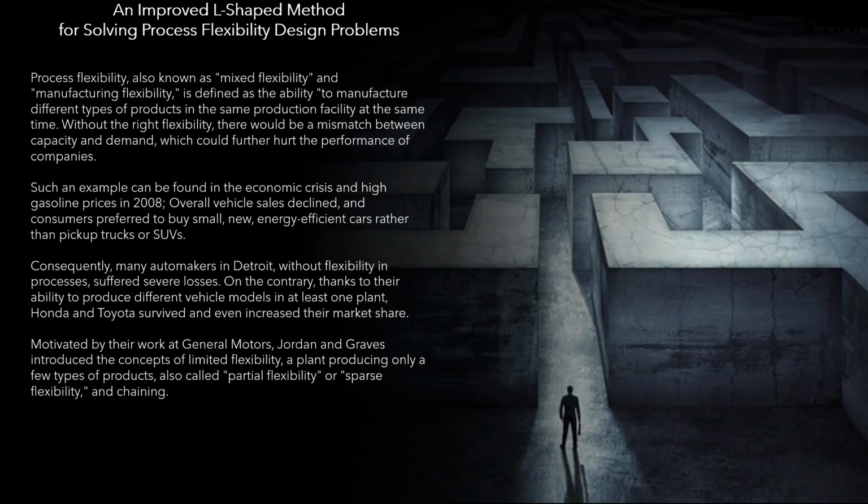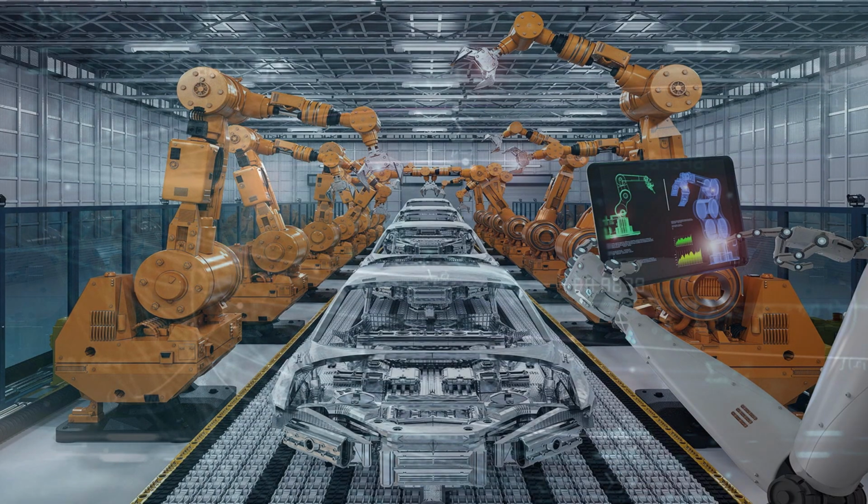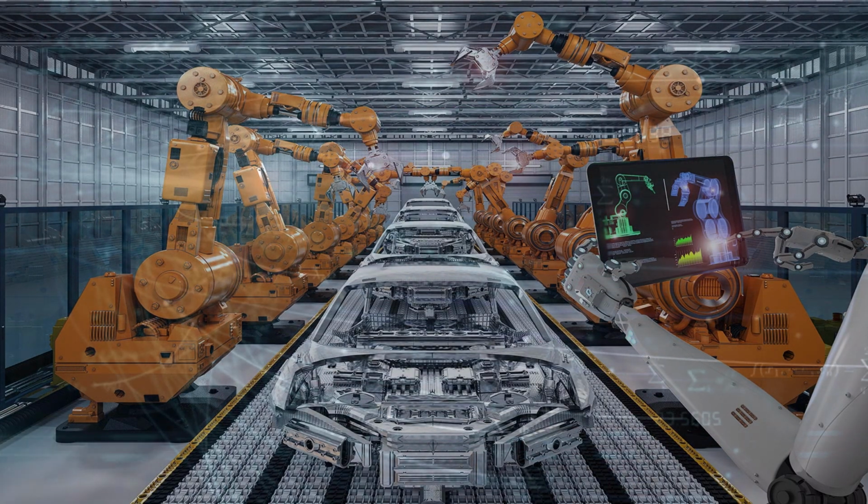Process flexibility, also known as mix flexibility and manufacturing flexibility, is defined as the ability to manufacture different types of products in the same production facility at the same time. Without the right flexibility, there would be a mismatch between capacity and demand, which could further hurt the performance of companies. Such an example can be found in the economic crisis and high gasoline prices in 2008.